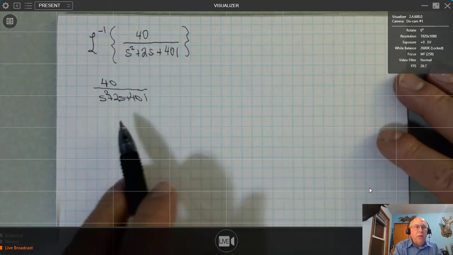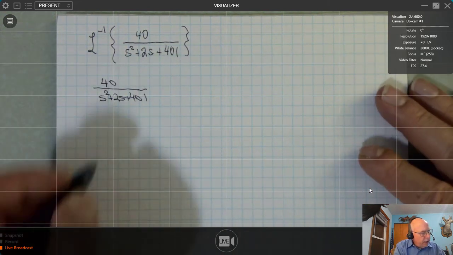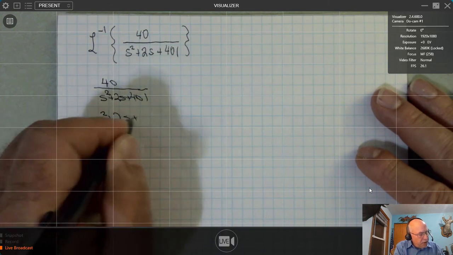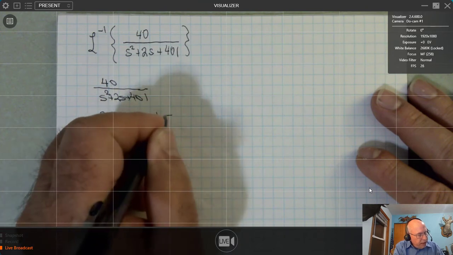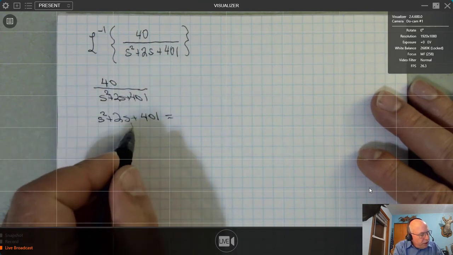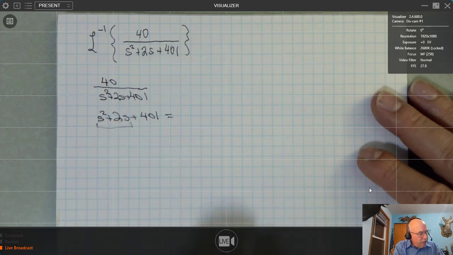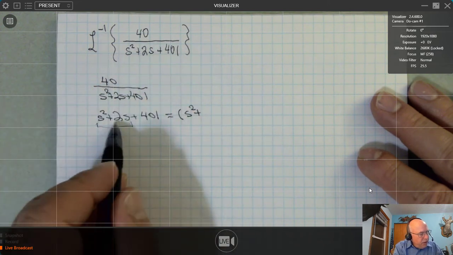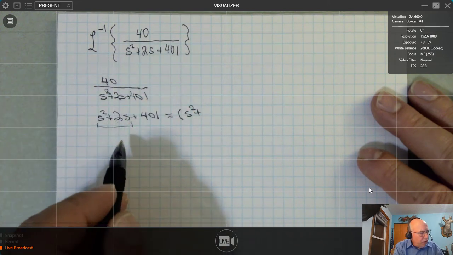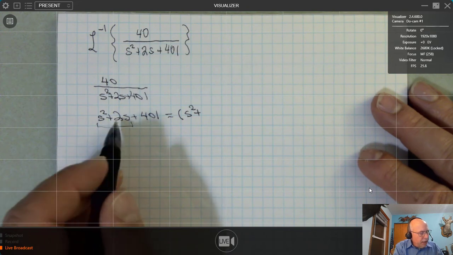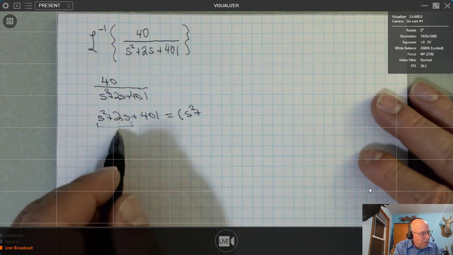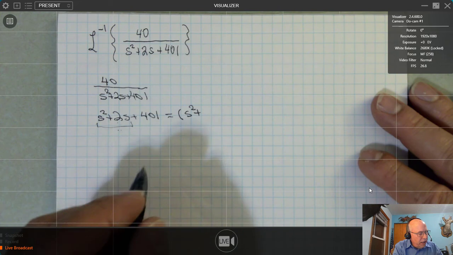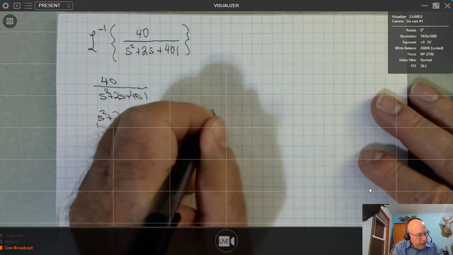And say, well, what we can do in that case is to complete the square. So what we want to do is look at this s squared plus 2s plus 401 and say, well, if we just change that a little bit, we can make that a perfect square. S squared plus, you take the middle coefficient, divide by 2, and then square it. So the middle coefficient is 2, divided by 2 is 1, and squared is 1, so I need a 1 there.